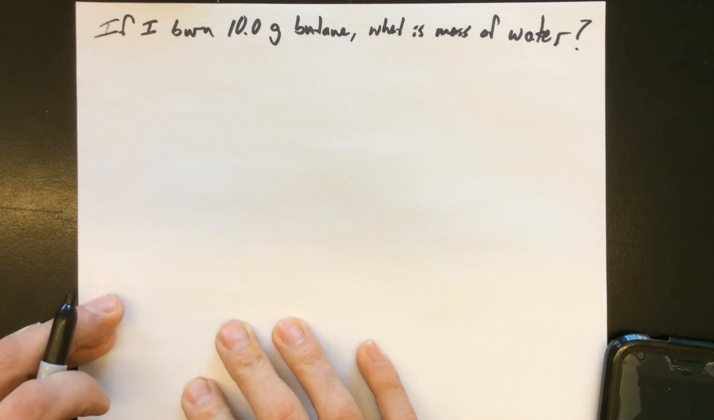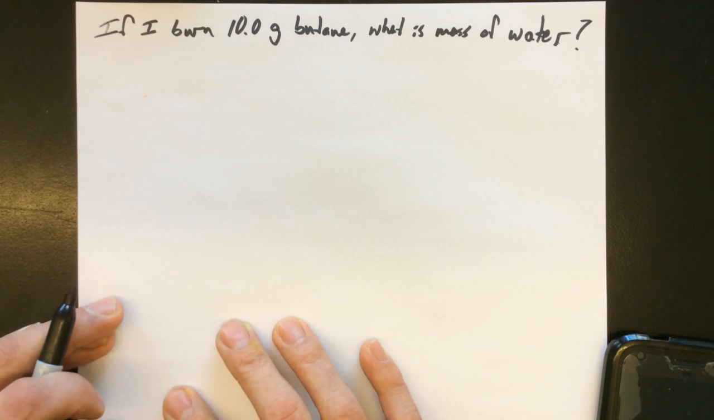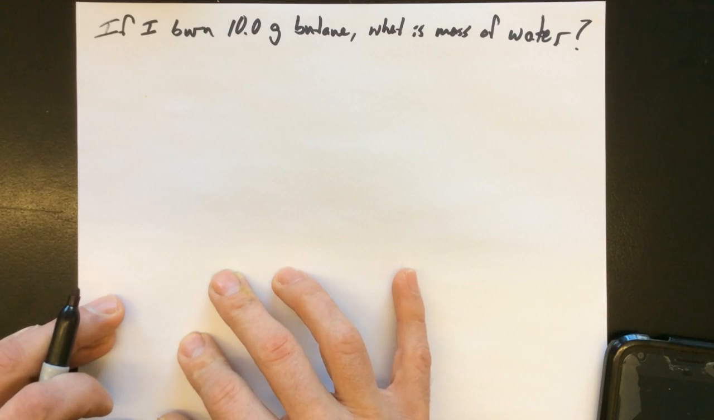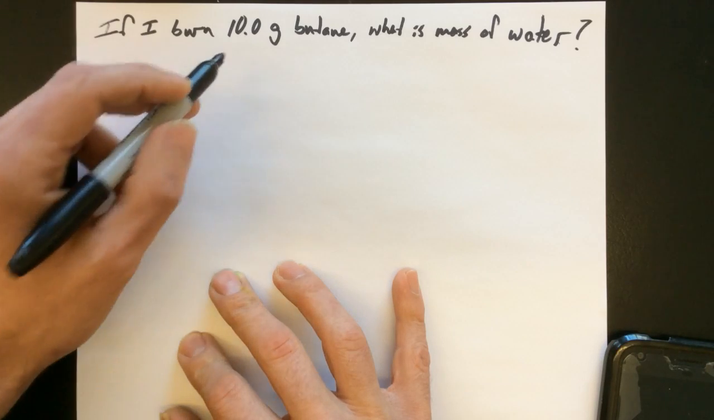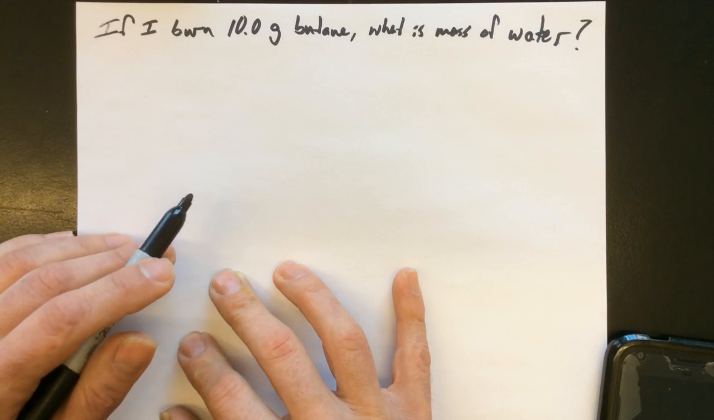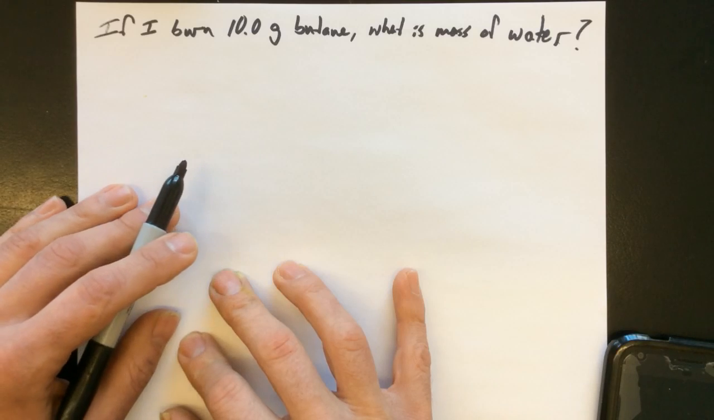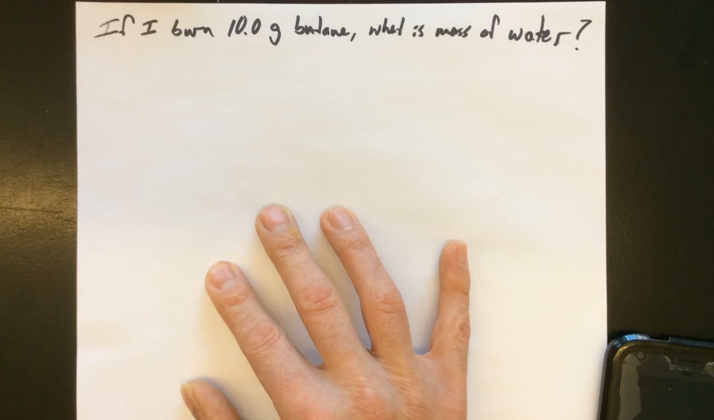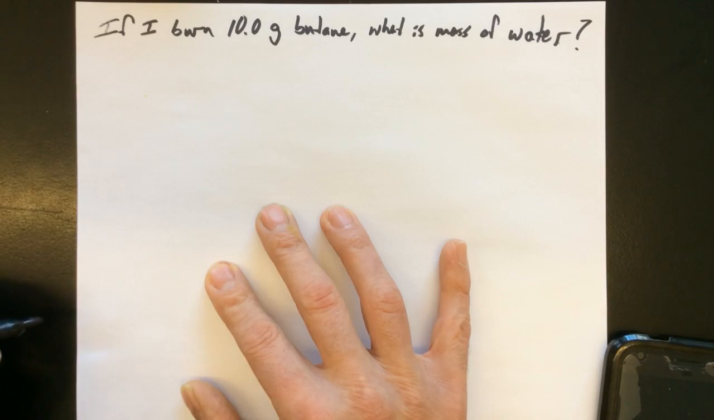Here's another basic stoichiometry problem. On your quiz, you will have a combustion problem. And so if I burn 10 grams of butane, well, 10.0, three significant figures is the important point there, of butane, what is the mass of water produced? Hopefully when we look at that right off, we go, I need a balanced chemical equation.